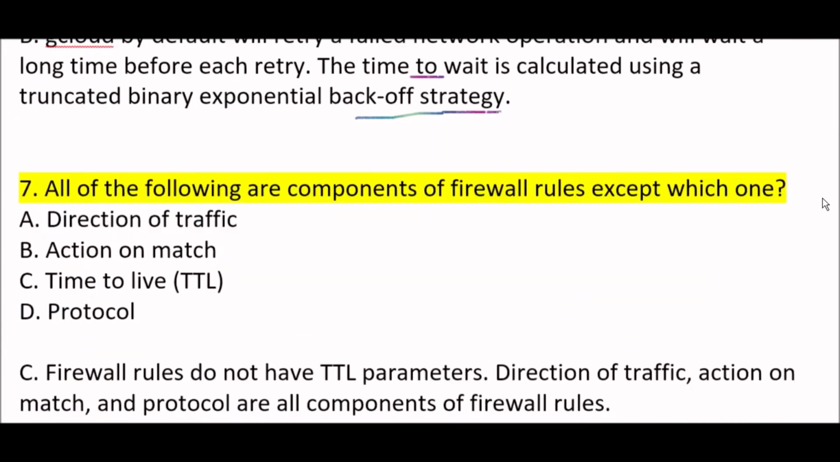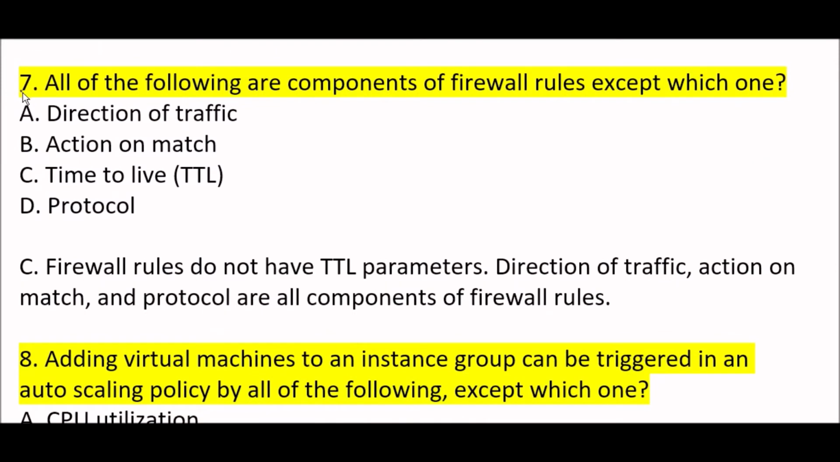Next question. All of the following are components of firewall rules except which one? Option A, direction of traffic. Option B, action on match. Option C, time to live, meaning TTL. Option D, protocol. Right answer here is option C, time to live. Firewall rules do not have TTL parameters. Direction of traffic, action on match, and protocol are all components of firewall rules. So right answer here is time to live.